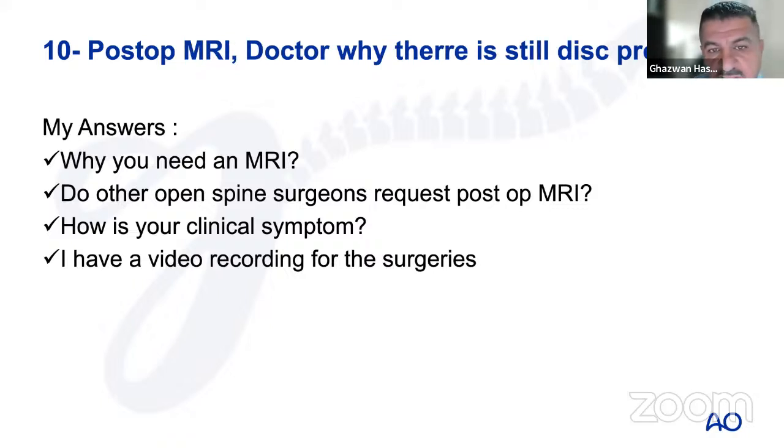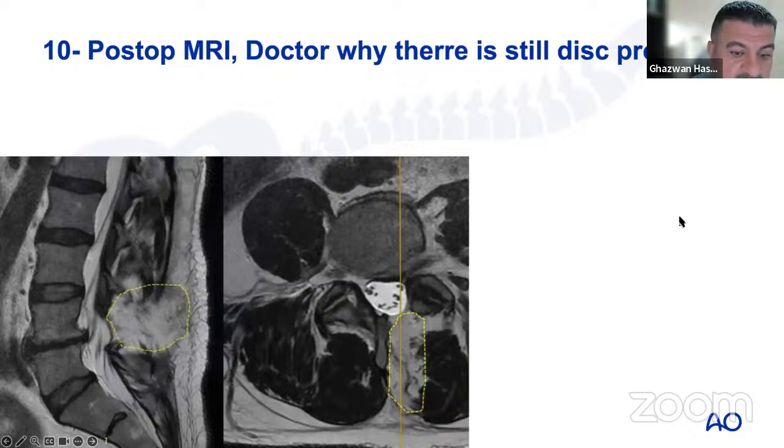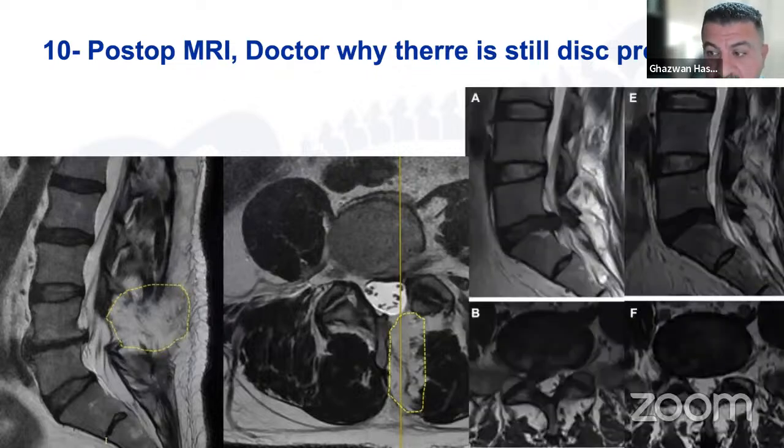Another advantage of endoscopic spine surgery is that you have a recording to make sure that you did your job. If we go to the literature, this is the MRI of a post-operative patient with an open discectomy, and this is the MRI of a post-operative patient with endoscopic spine surgery. You can imagine this is the difference.